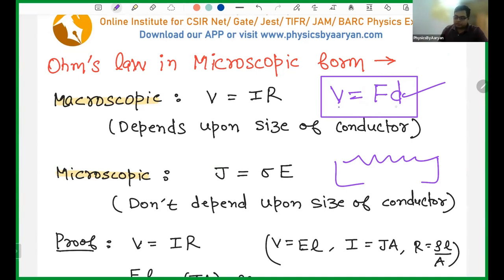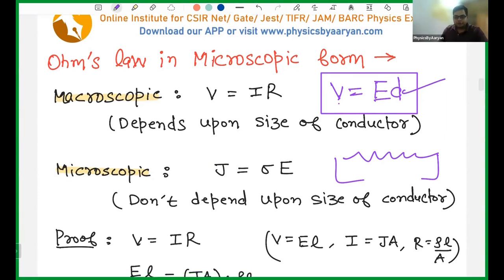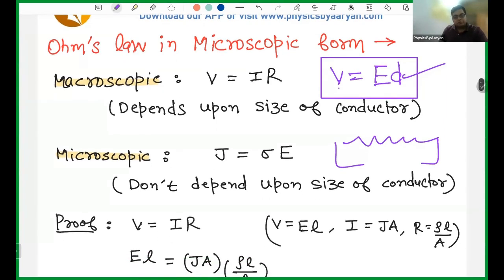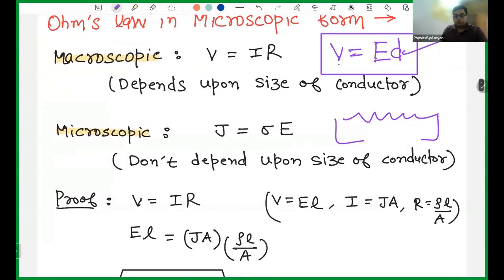Why? Because voltage is nothing but electric field into d. So if d increases, voltage increases. But electric field remains the same. Also, current depends upon the size. R also depends upon the size of the conductor as such. But if you talk about the microscopic form, I can convert this into a law which does not depend upon the size of the conductor.